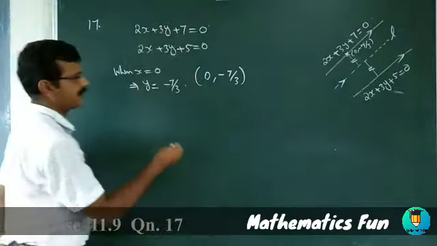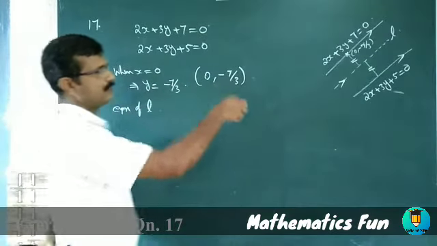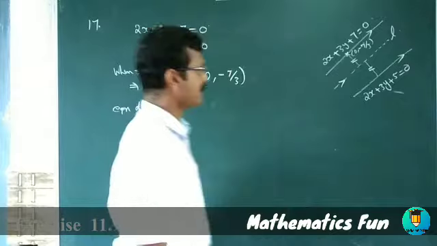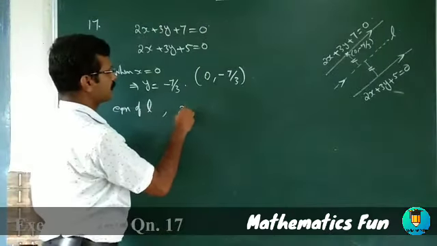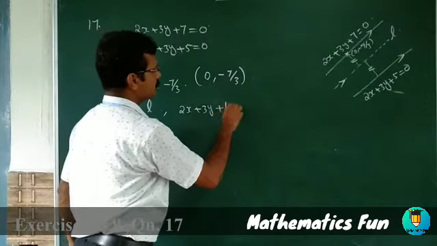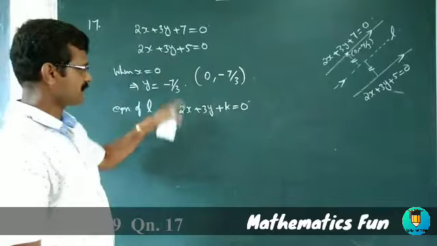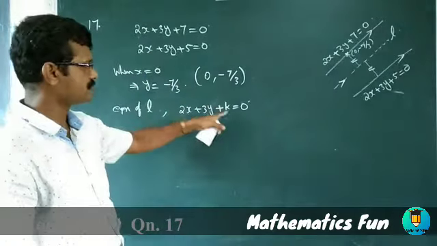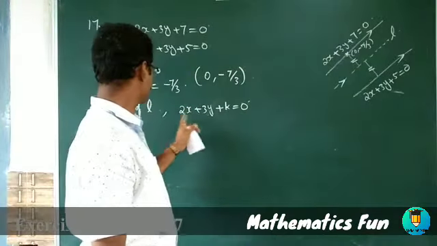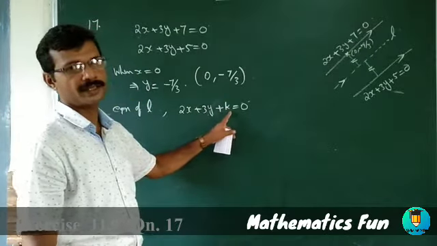Now I am going to write the equation of L. By looking at the coefficients of the line and the parallel lines property, I can write the equation of L as 2x plus 3y plus k is equal to 0, since the coefficients of x and y remain the same and only the constant will be different. So this is the equation of L. Now I need the value of k.